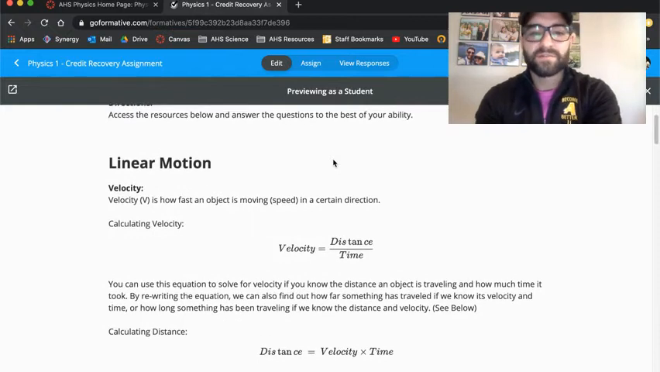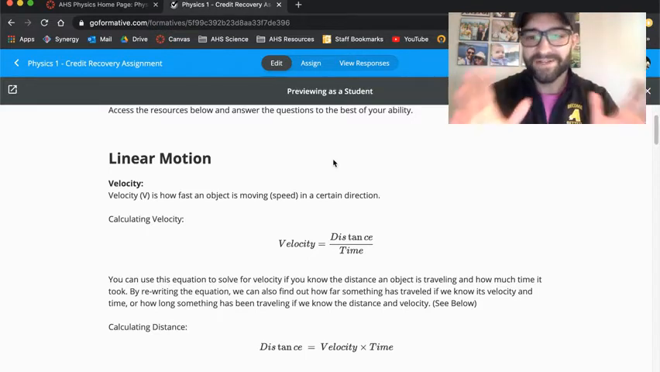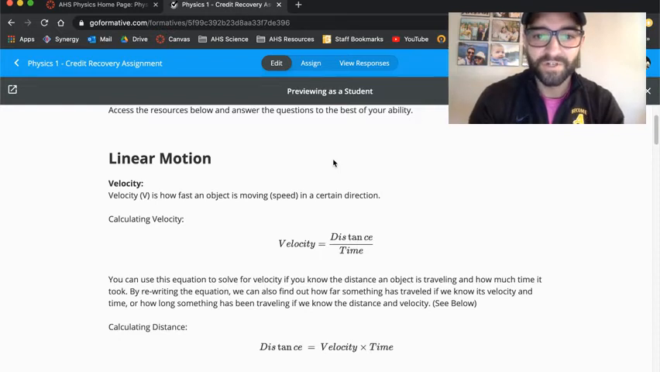So the first thing we learned this year is called linear motion. And to make it sound maybe less scary, we're learning about motion, okay, and patterns of motion. By working with motion, we're able to solve some problems and figure out some numbers that can be valuable information for us.